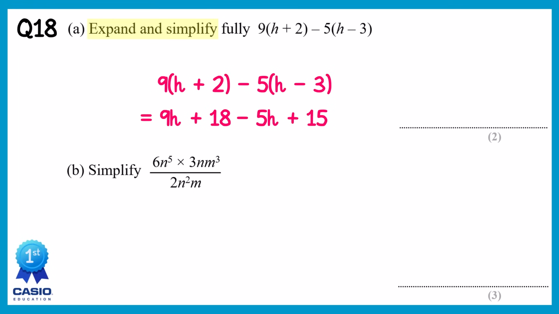Now we need to do the simplifying. We'll do this by collecting like terms. So we have 9h subtract 5h, which is 4h. And then we also have 18 plus 15, which is 33. So it's 4h plus 33.